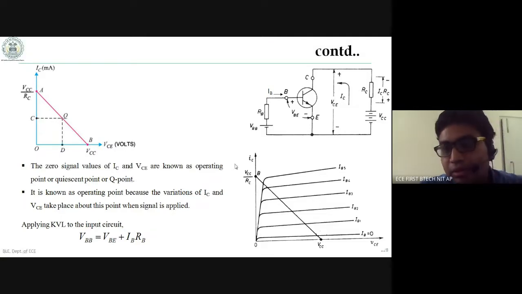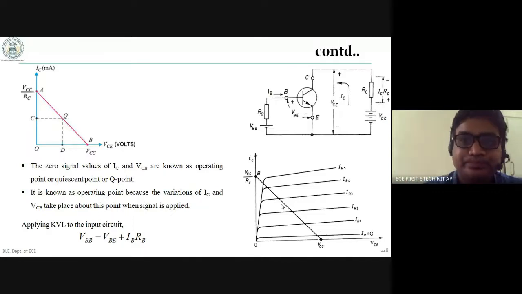In the output characteristics, as you know, the collector emitter voltage is the output voltage and the collector current is the output current. So this is the load line and this is VCC by RC, the maximum collector current, and this is the maximum collector emitter voltage. These two points which we have found, if we join them, we call it the load line. Any point located on this load line is called the Q point. What is the importance of the Q point, why it is so important, we'll discuss in this session today.